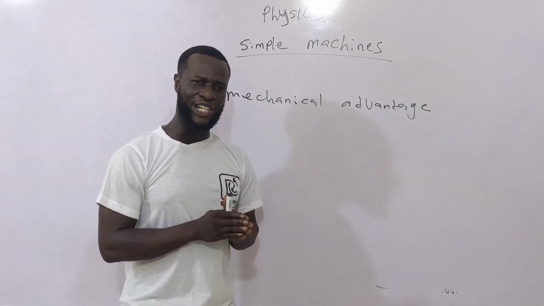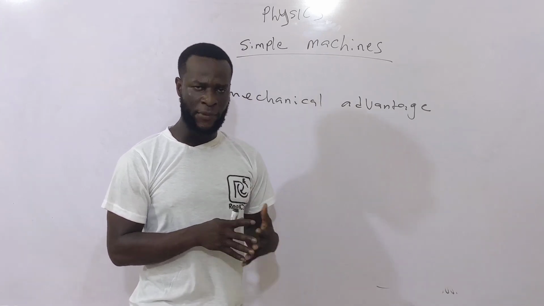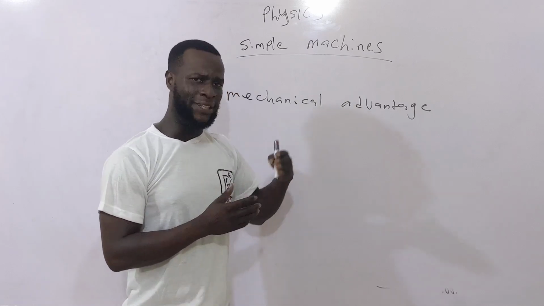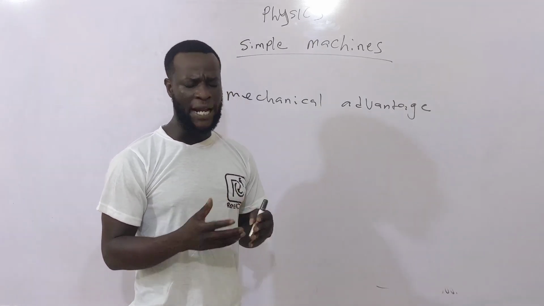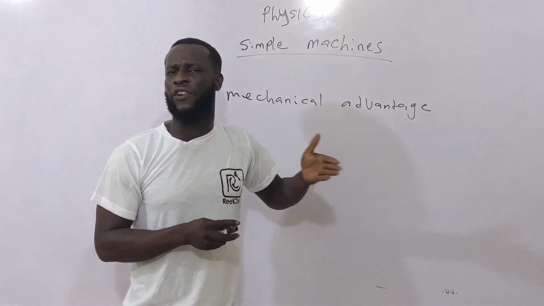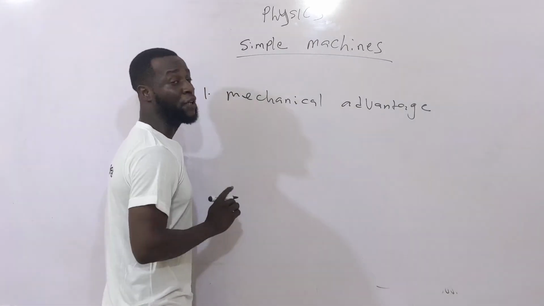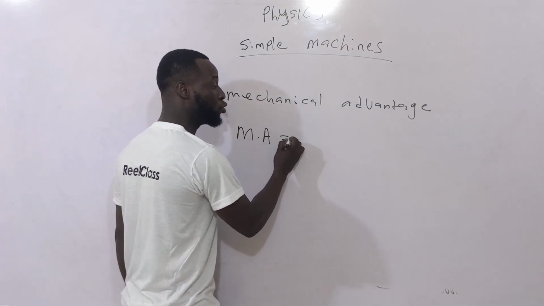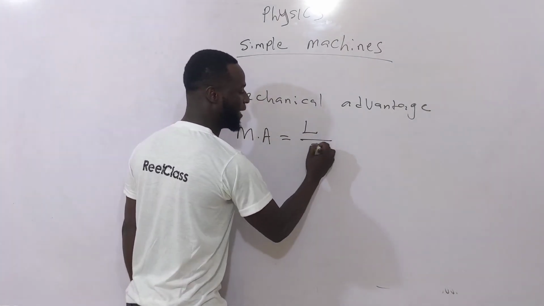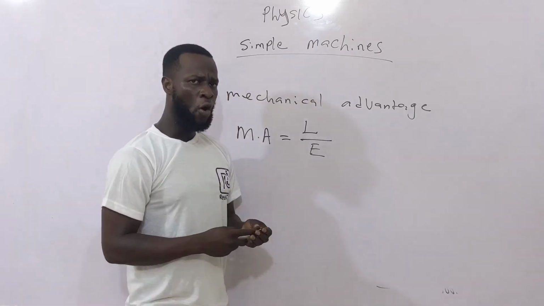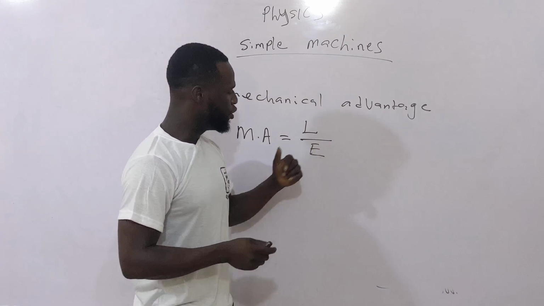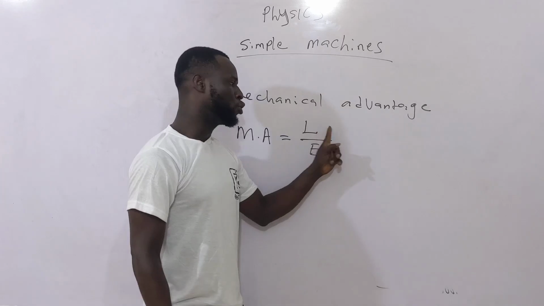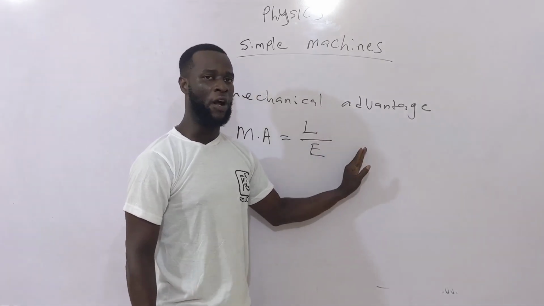Mathematically, mechanical advantage is a ratio of load to effort. Because load is a force and effort is a force, mechanical advantage is also called force ratio. So therefore, the first important formula in machines is that mechanical advantage, MA, is equal to load divided by the effort applied. Now, what will be the unit? In fact, there's no unit for mechanical advantage. Why is that so? Because load is in Newton and effort is in Newton, so they will cancel out.